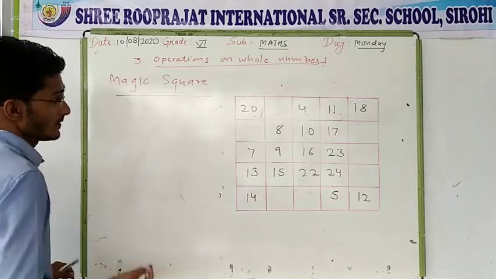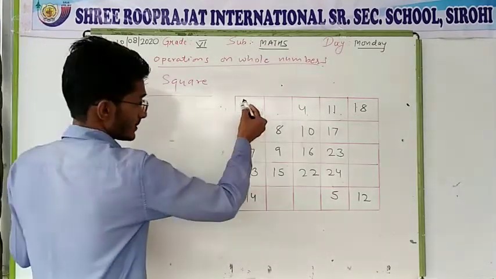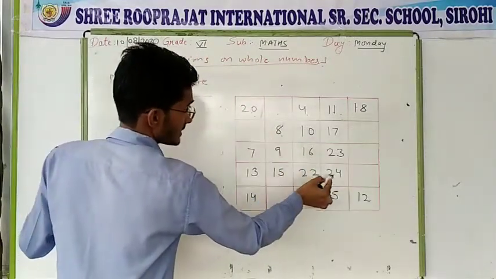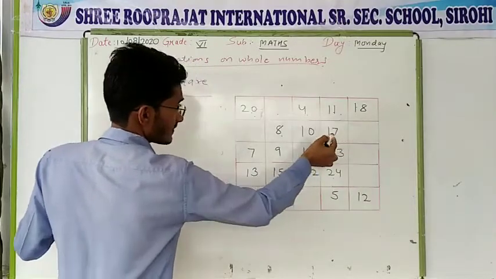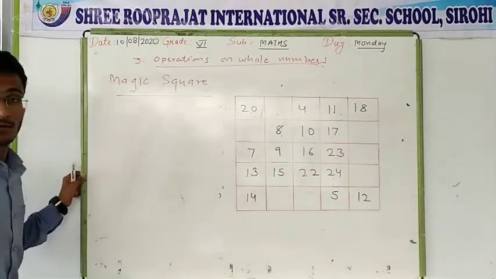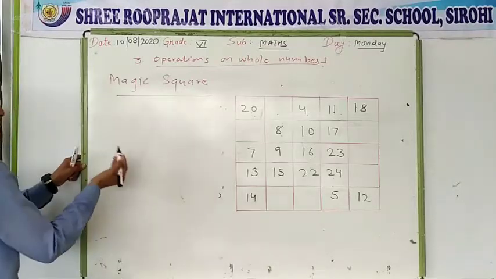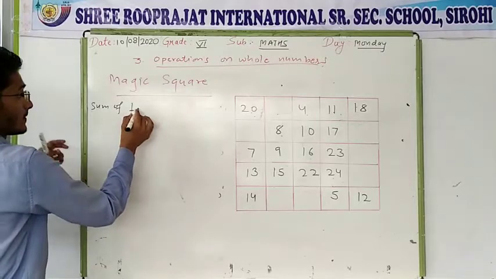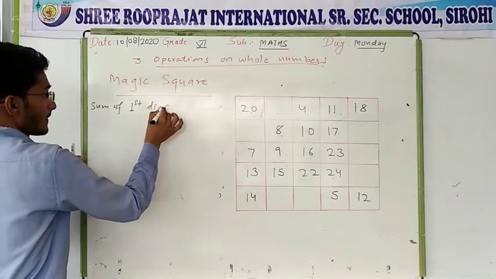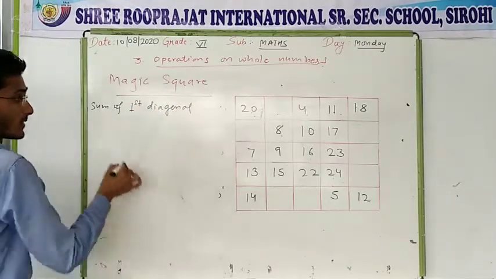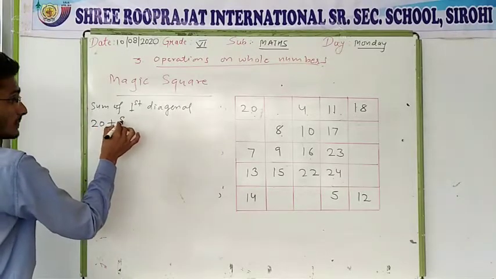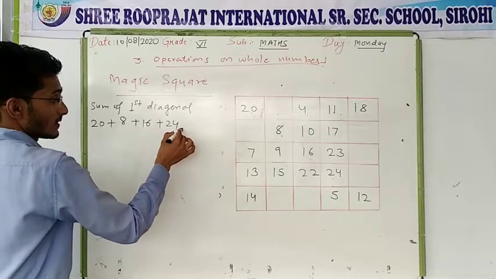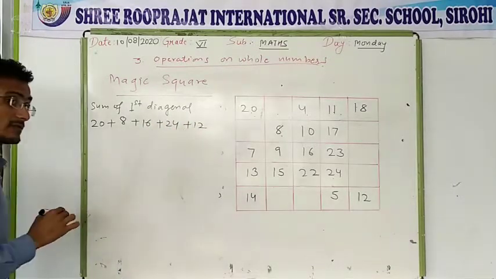First of all we will talk about the diagonal, because all the numbers are given here. You can see 28, 16, 24 and 12, 18, 17, 16, 15 and 14. So, the sum of the first diagonal. We add 20 plus 8 plus 16 plus 24 and 12, these are the 5 numbers.